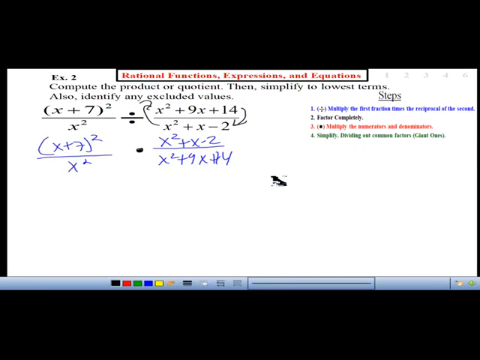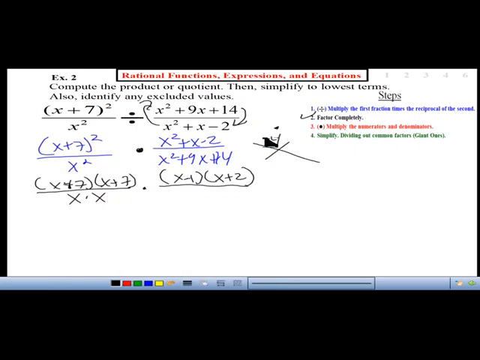All right, so then now in step 2, we do x plus 7 times x plus 7 over x times x, times, and Viv said x minus 1 and x plus 2. About this one, guys, we had 14 and 9. So that is what, 2 times 7? Yes, Mr. Q. All right. So my factors are x plus 2, x plus 7. All right, step 2 is done.